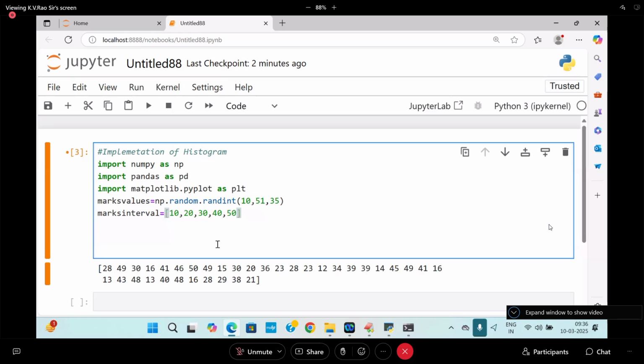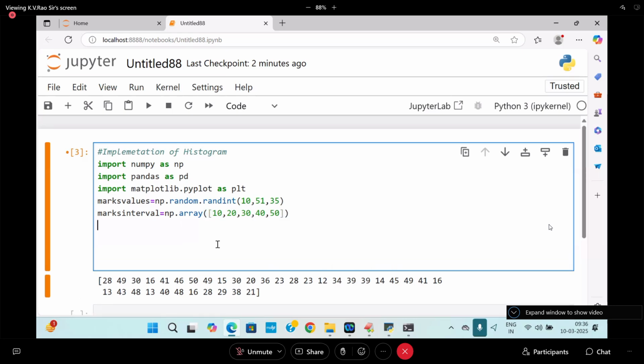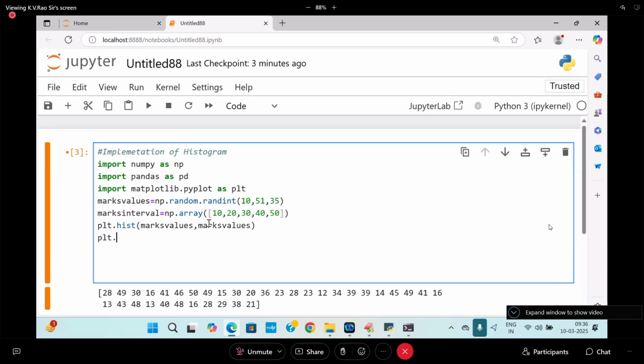That also, if you want, you can take np.array of it. Marks values and marks interval, both of them are ndarray objects. How do you write it now? Come on. plt.hist of what? Marks values, comma, marks interval. So I'm going to write it, plt.show.